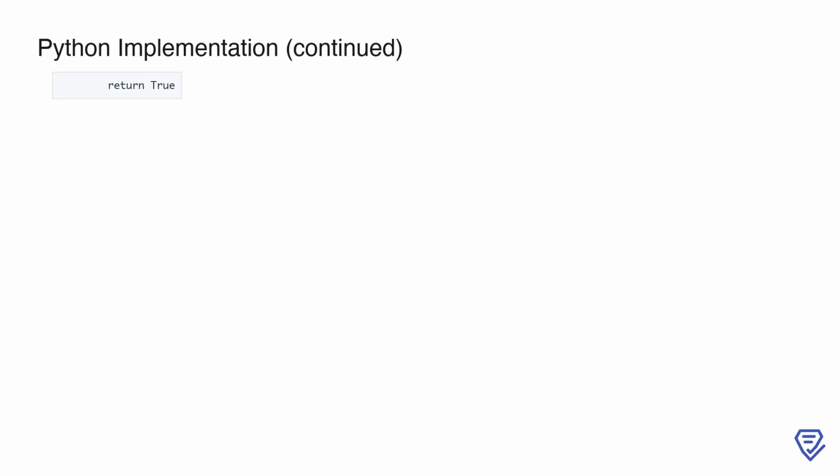The time complexity of this approach is O(n), where n is the number of nodes in the tree, since we visit each node exactly once. The space complexity is also O(n), in the worst case, due to the storage required for the queue.